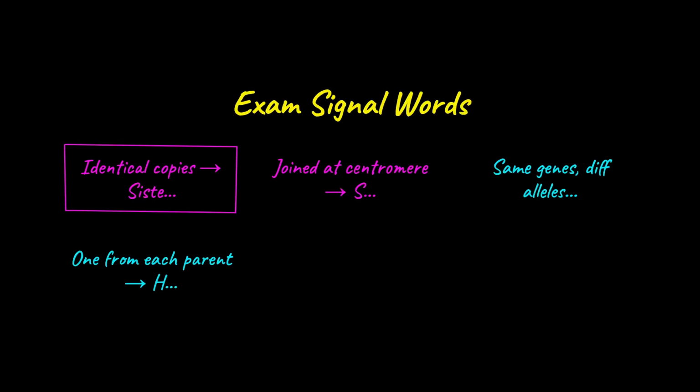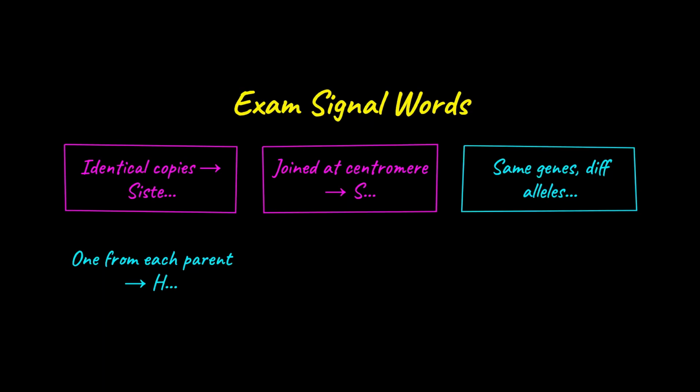On exam questions, the phrasing tells you which concept is being tested. Words like identical copies or joined at the centromere point to sister chromatids. Phrases like same genes but different alleles, matching pairs, or one from each parent all point to homologous chromosomes.